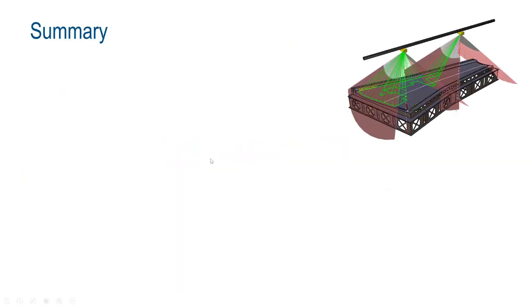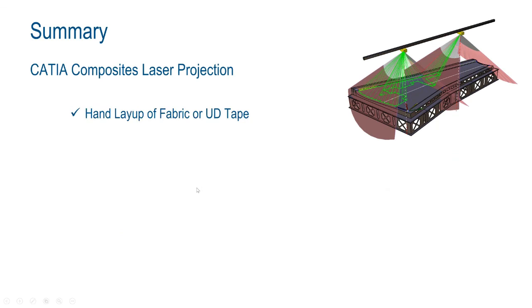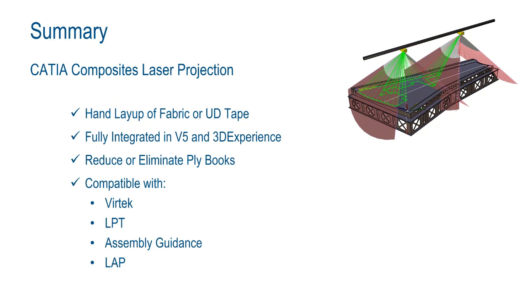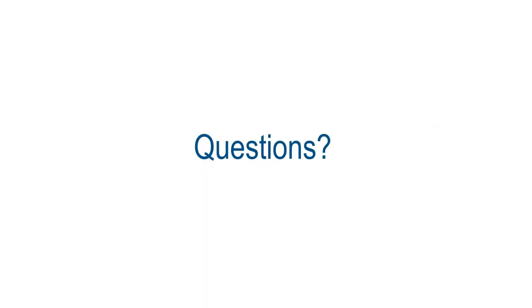So in summary, CATIA Composites laser projection is suitable for the hand layup of fabric or unidirectional tape. It's fully integrated into V5 and 3D Experience. It can help you reduce or eliminate ply books, and it is compatible with Vertex, LPT, assembly guidance, and LAP. So with that, I will thank everyone for their time, and I will open up the call to any questions.